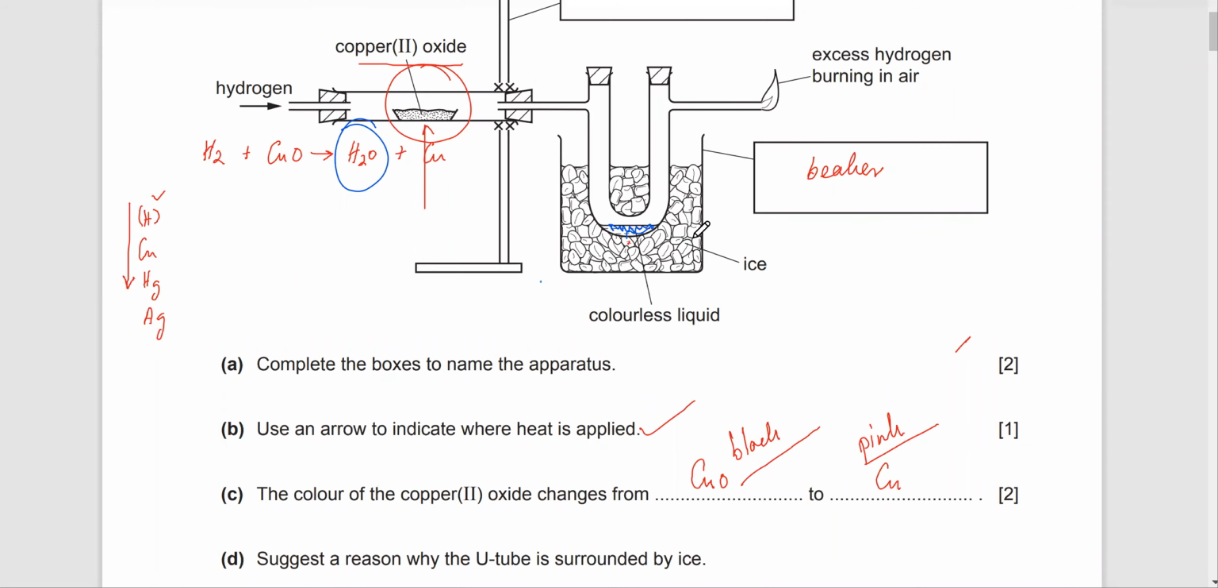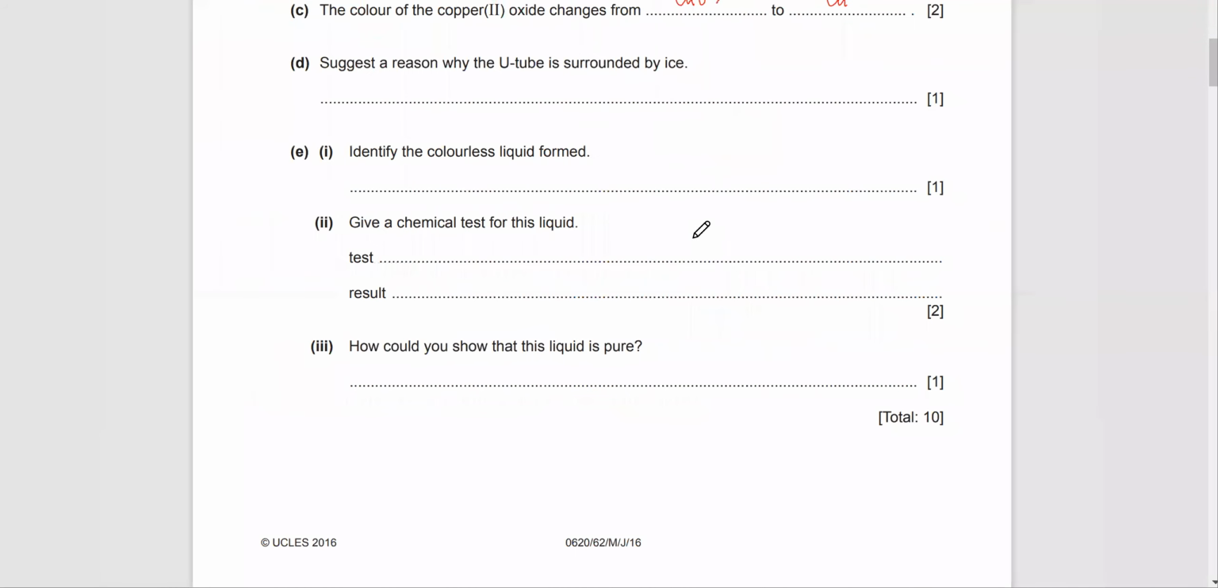So the purpose of the ice is to condense the steam that is formed. So identify the colorless liquid, that's water. Suggest a reason why the U-tube is surrounded by ice. That is to condense H2O gas.